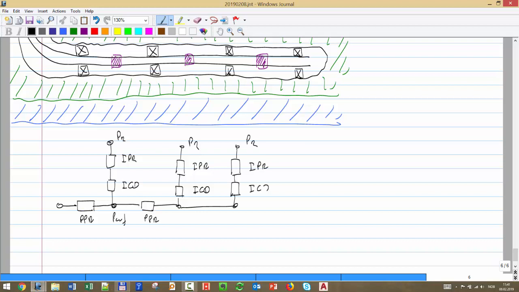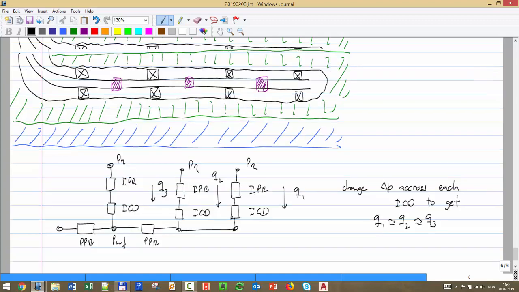And essentially, if you're getting different rates through each one of them, Q1, Q2, and Q3, I have to change the delta P across the ICD such that I get the same rate. I get an even distribution of rate. So the idea is to change delta P across each ICD to get that Q1 is similar to Q2, is similar to Q3. But for that I have to make this change.